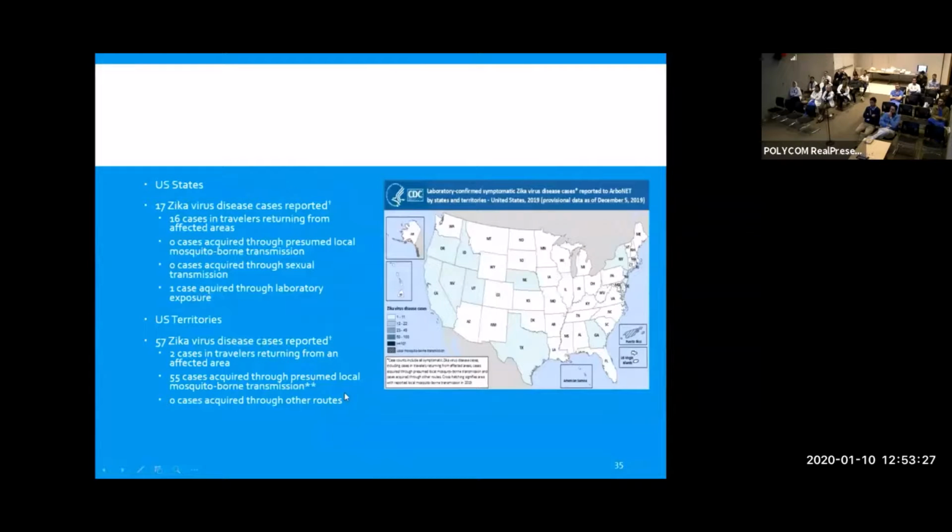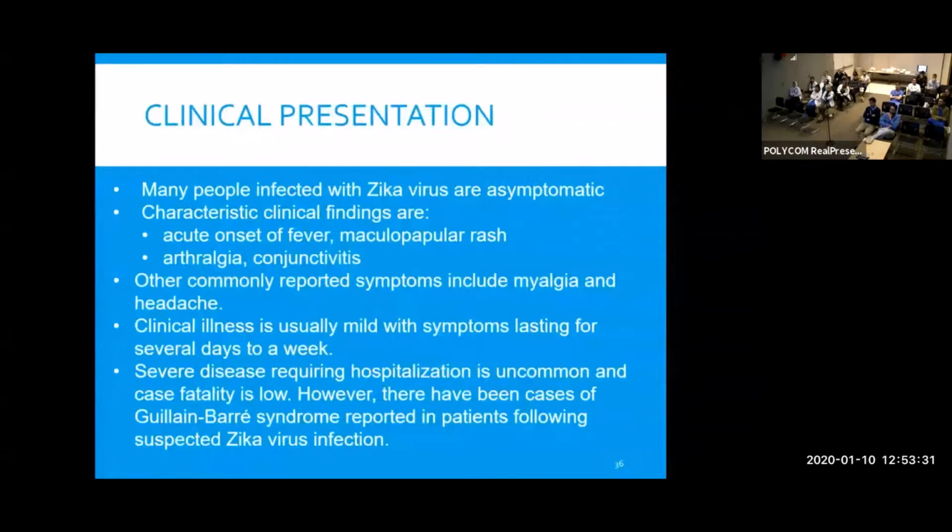Clinical presentations, again, most people with Zika are asymptomatic. The big deal with Zika infection is the fetal abnormalities. Characteristic clinical findings are fever and a rash. They all have febrile rashes, arthralgia and conjunctivitis, myalgias, headaches, and the Zika clinical illness is usually mild, and the symptoms can last for several days, sometimes up to a week, but it's a short duration of symptoms and usually mild. Severe disease requiring hospitalization is very uncommon. You're more likely to see this in your clinics than here. However, there are increasing reports that we're seeing now of complications like Guillain-Barré following Zika virus infection.